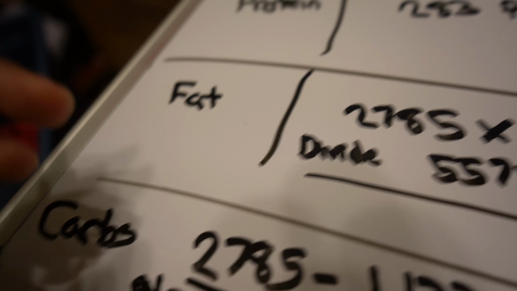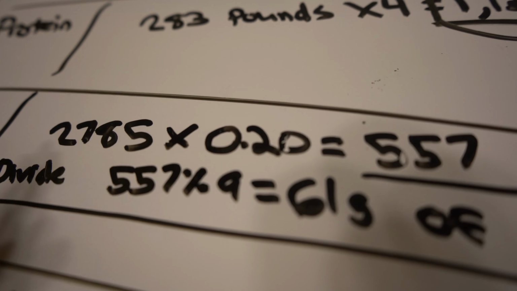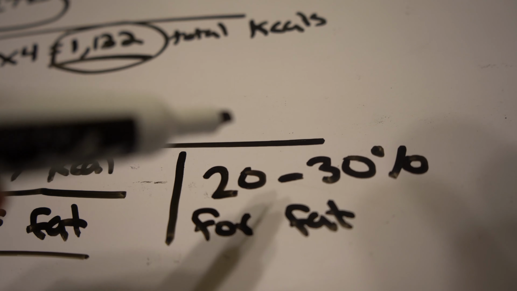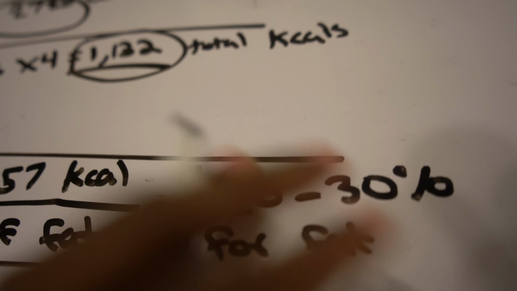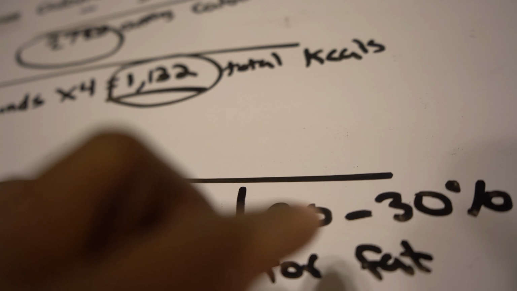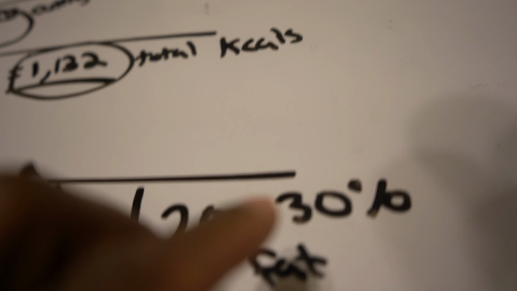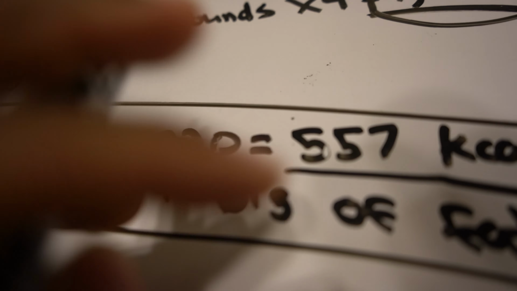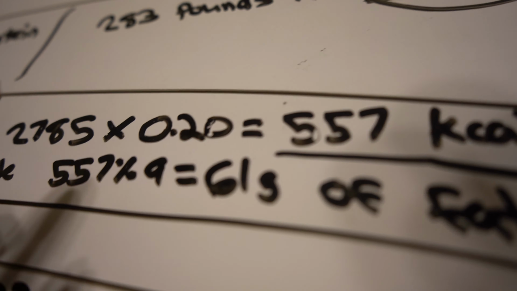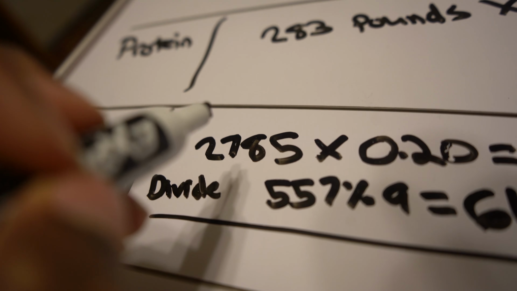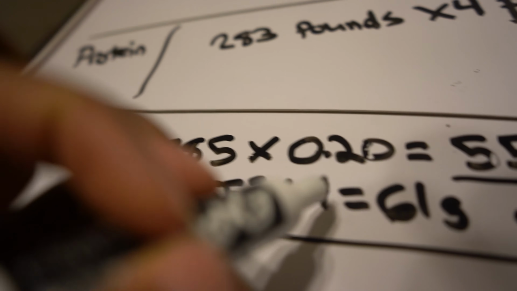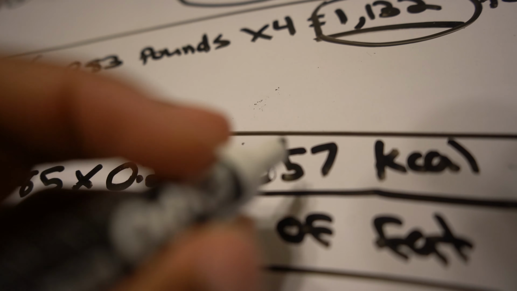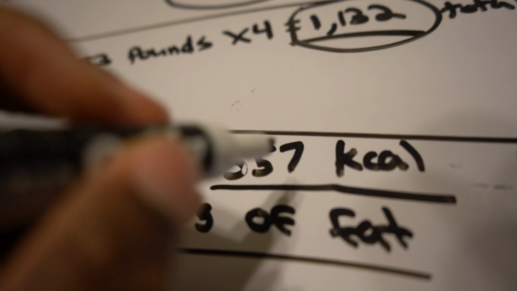All right, the next thing you're going to do, for your fat, if you're somebody that likes fat, you have the option to use 20 to 30% for fat. On the lesser end, if you're somebody that doesn't like too much fat, you can use 20%. So he didn't like as much fat, so what I did was move it from a percent to 0.20. His actual cutting calories right here, 2,785 times 0.20, and you're going to multiply it, right? And you're going to get a total of 557 total calories.